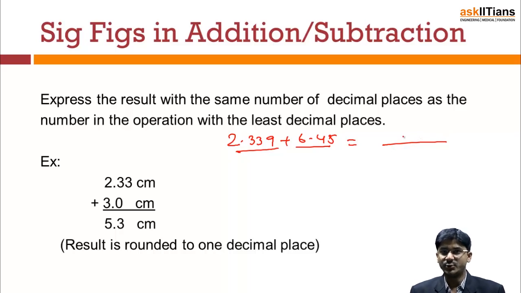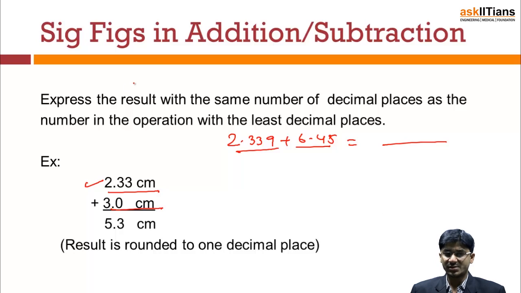We only write the values up to the significant figures, because the values after that are actually uncertain digits, and in the significant figures we have already taken one uncertain digit, so we don't take all those uncertain values. So we write only in terms of the number of significant digits that we have. Now if you look at this, I have given you an example here. This is 2.33 centimeter, this is 3.0 centimeter.